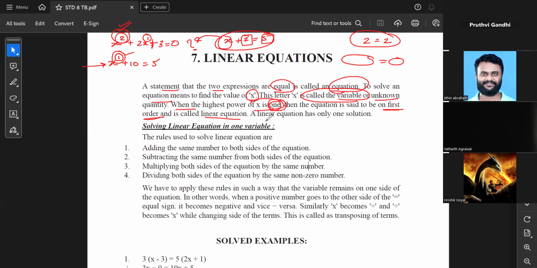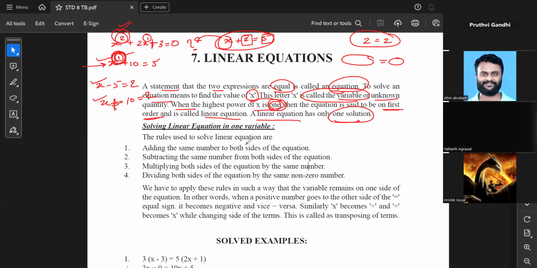Sorry, sir. No problem. Generally, linear equations mean those equations which have a maximum power of 1. For example, x minus 5 is equal to 2, x plus 10 is equal to 2, or something like that. So such equations are called linear equations. This is a linear equation, this is a linear equation, this is a linear equation. Generally, any linear equation will have only one solution because there is only one power of x. Hence, we say that it has only one solution.